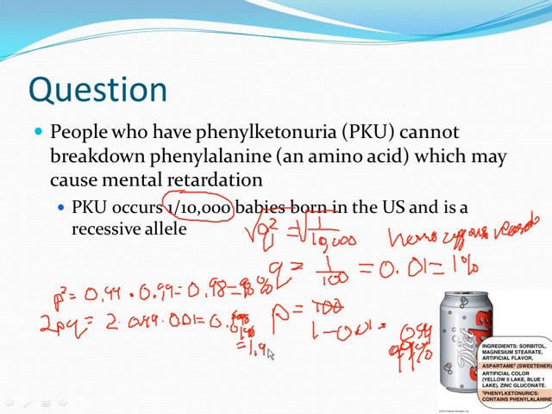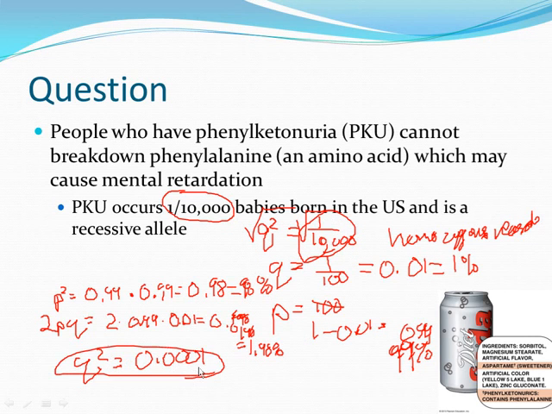Okay, so we already determined what q squared is again? It's this, right? 0.0001. Something like that. Okay, so it's very infrequent for someone to be born with this, but it's frequent enough to be able to actually have these printed out on soda cans and whatnot that use this particular amino acid.